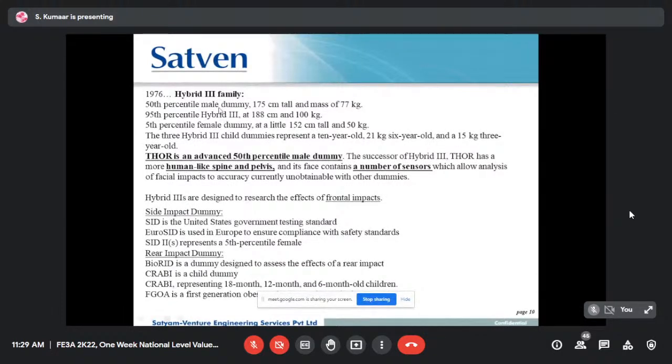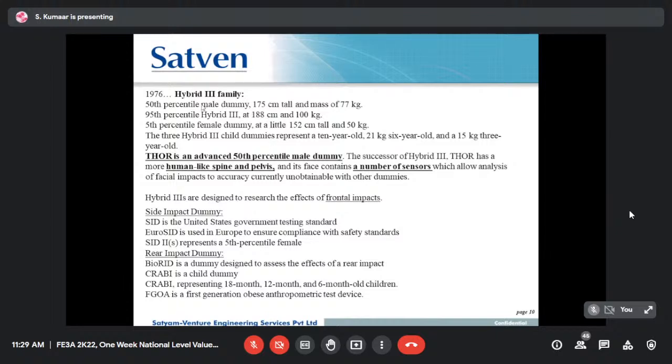Whatever we have discussed till now, the Hybrid 3 design, is for frontal impacts only. But there are different types of impacts. We have side impact, we have rear impact, and so on. Whatever we have seen till now is only for the frontal impact. When it comes to side impact, we have different dummies. The dummies we use for frontal impact cannot be used as side impact dummies or rear impact dummies.